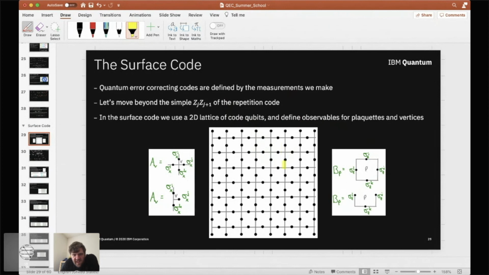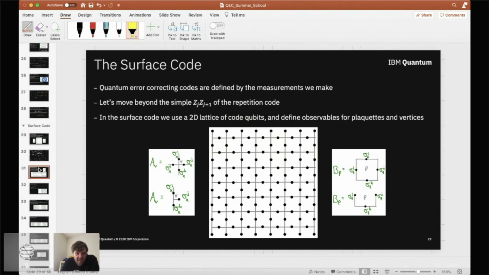So for every plaquette, we associate a type of syndrome measurement, and that's also true for the truncated plaquettes at the top and the bottom. And for every vertex, we associate a different type of measurement, and that's also true for the truncated vertices on the left and the right. You can look at these and think, well, I have no idea what they are saying, but don't worry, we are going to figure them out.